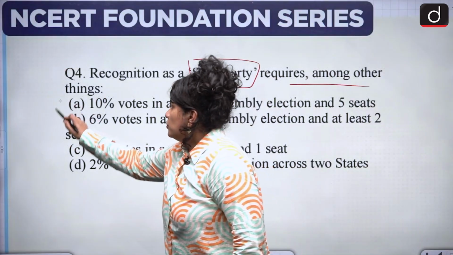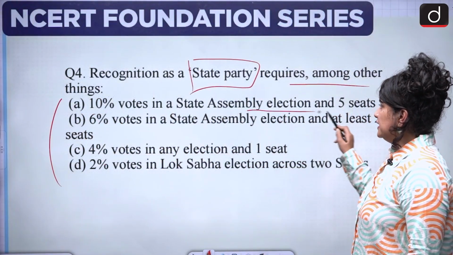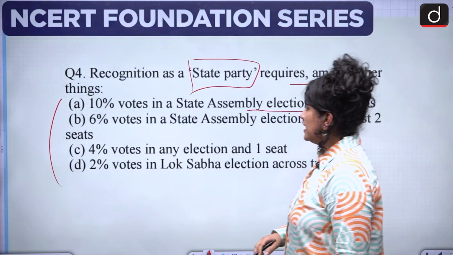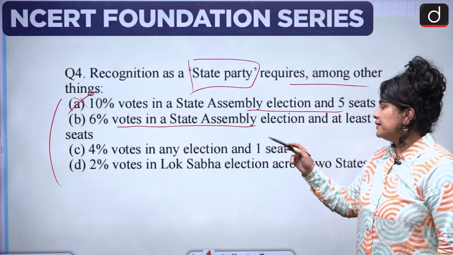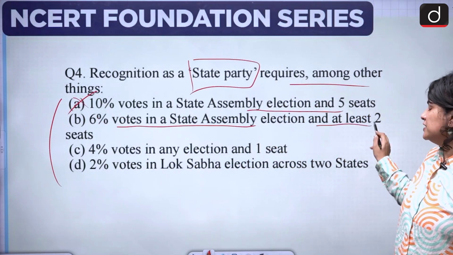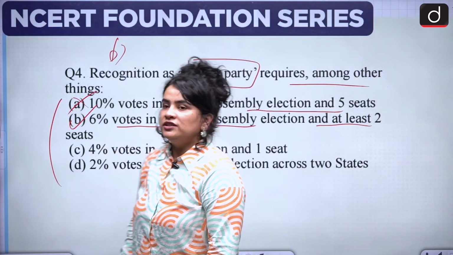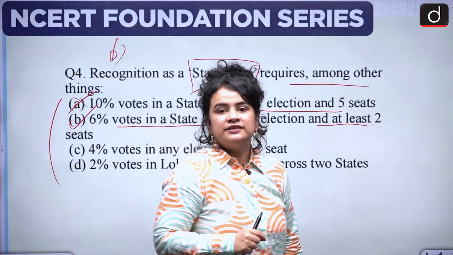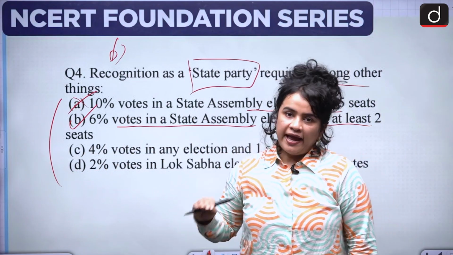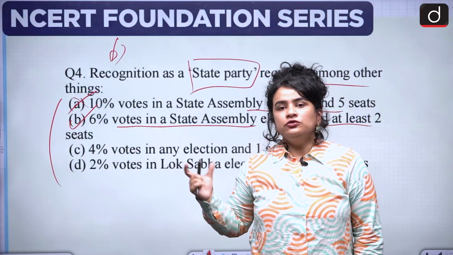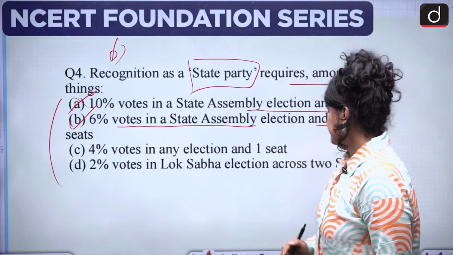Let's look at the 4 options. 10% votes in a state assembly election and 5 seats, no. 6% votes, I beg your pardon, in a state assembly election and at least 2 seats. Yes, this is precisely what we studied. Of course, there are other criterion as well. This is a very elaborate and nuanced topic. But at this stage, we are going to confine ourselves to the very basics.